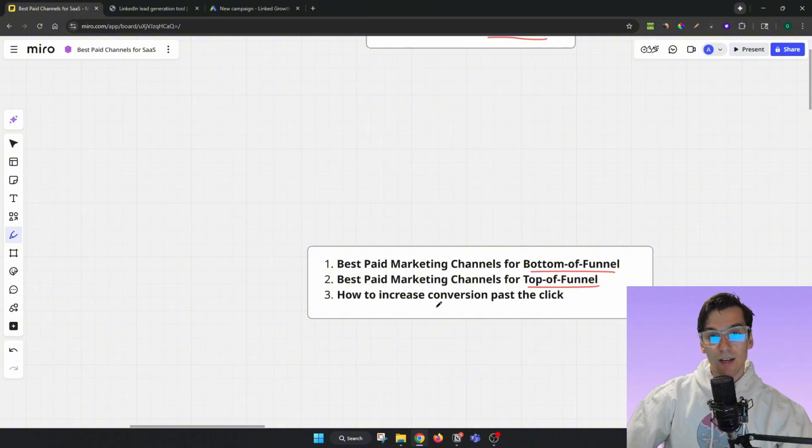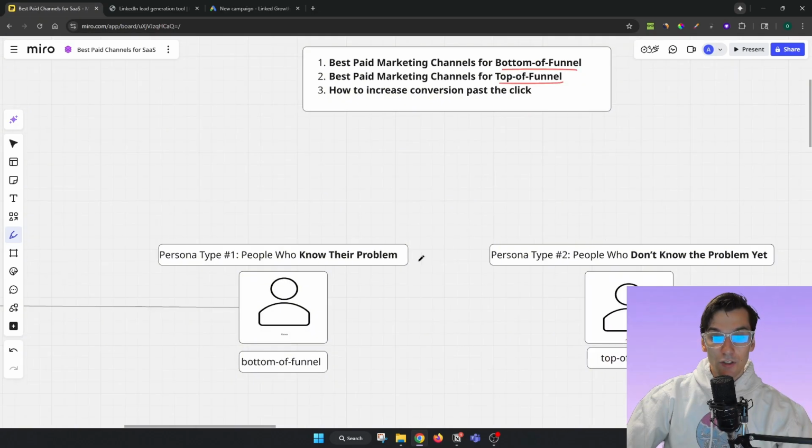Increase conversion past the click, because that's very important to improve your CPA, cost per acquisition. You need to have a really strong landing page, and that's going to be a defining factor between profitable ads or break-even ads in a lot of cases. Let's differentiate first bottom of the funnel and top of the funnel.